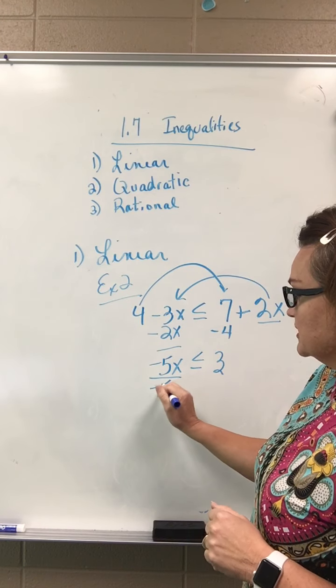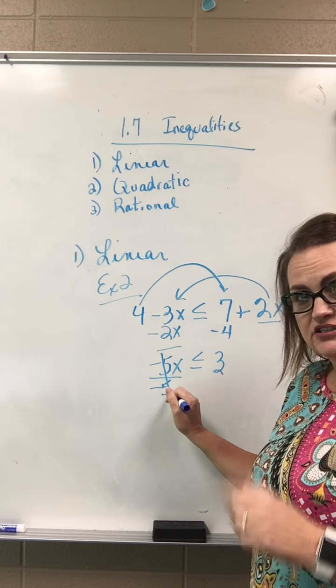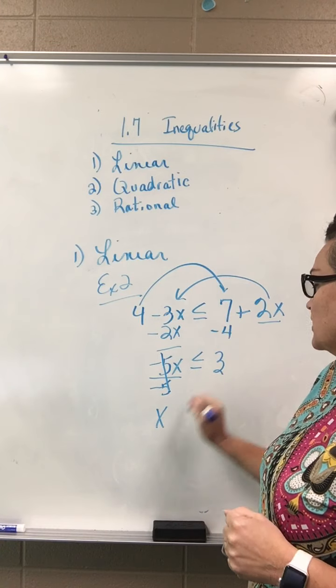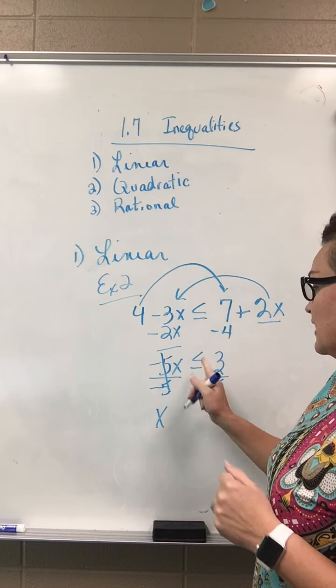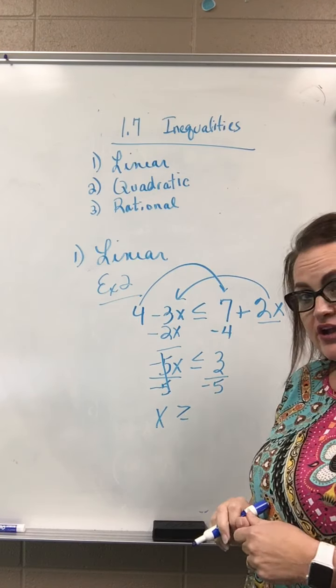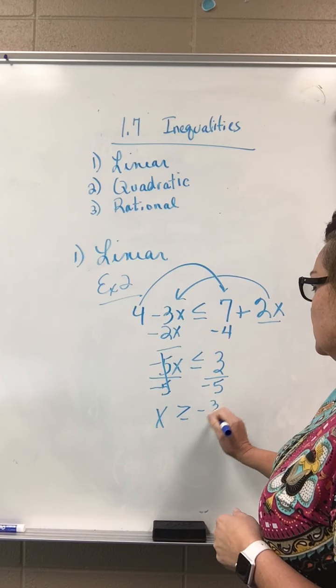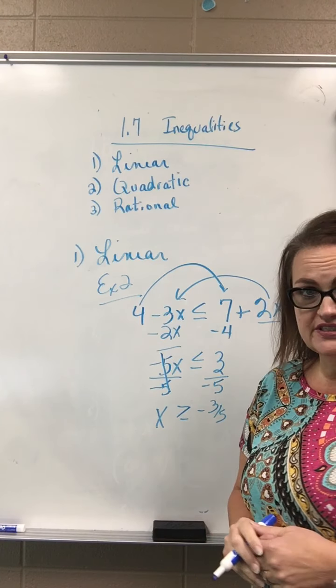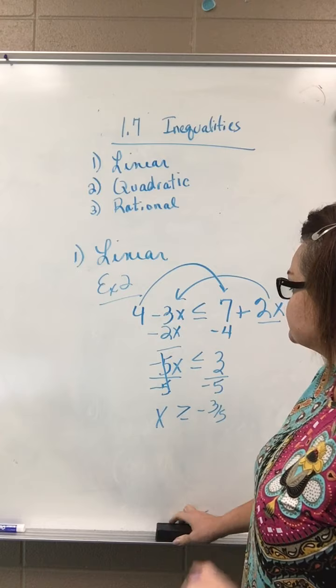When I divide by negative 5 to finish this out, to divide and get x alone, I have to divide by negative 5. That will flip the inequality to a greater than or equal to, and then the answer is negative 3/5. So a fraction answer.